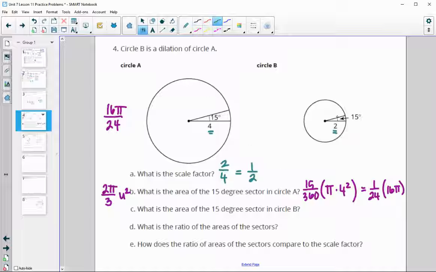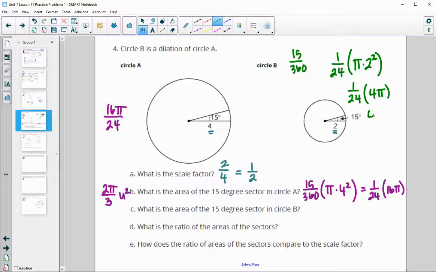Then we can look for a slice in circle B. So the area of this slice in circle B. Again, 15 over 360 is going to simplify to 1/24. Then times the area of this circle, which is pi times 2 squared. So 1/24 times 4 pi, so we would get 4 pi over 24. Both of those divide by 4, and so we would get pi over 6 for that area. And then what is the ratio of these areas?